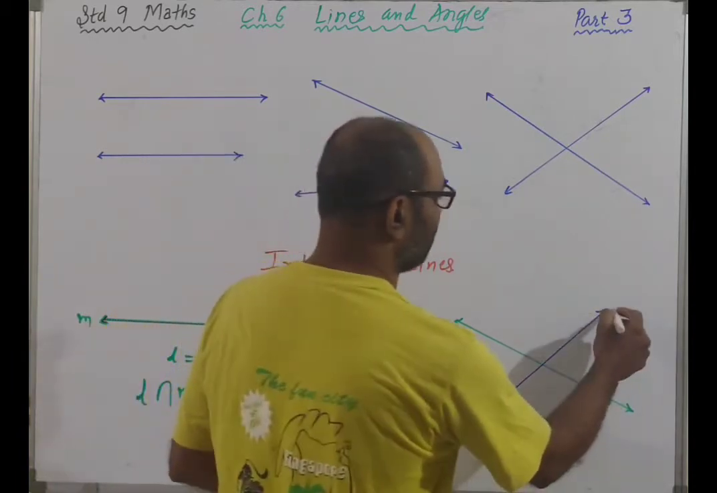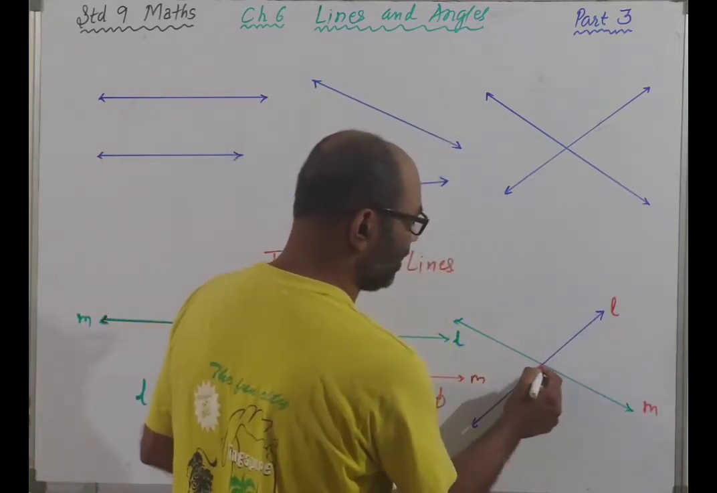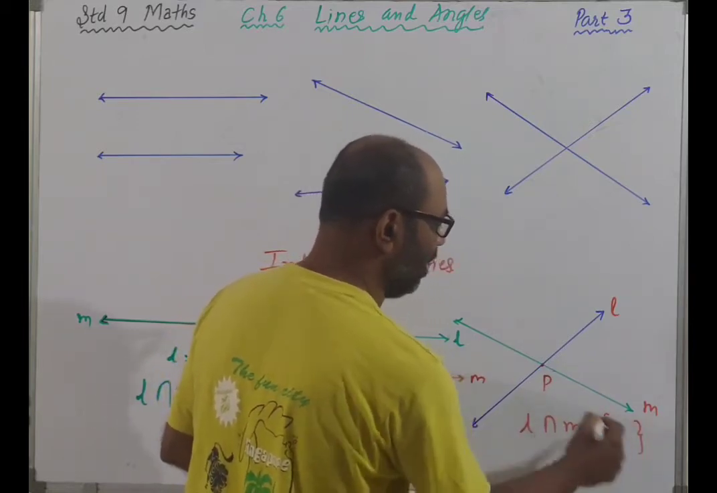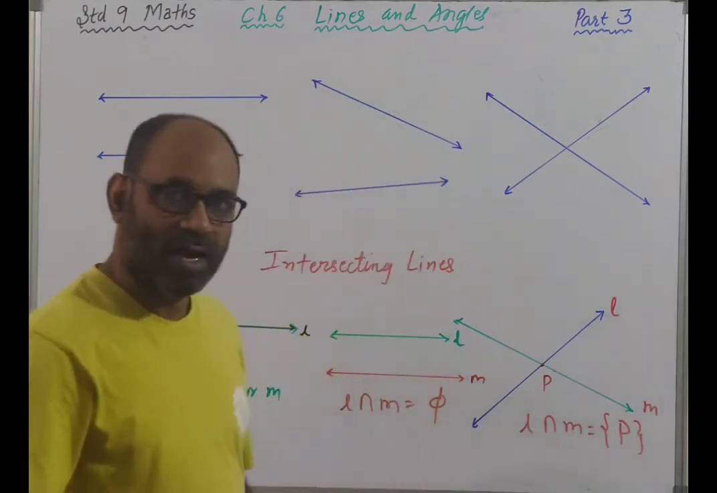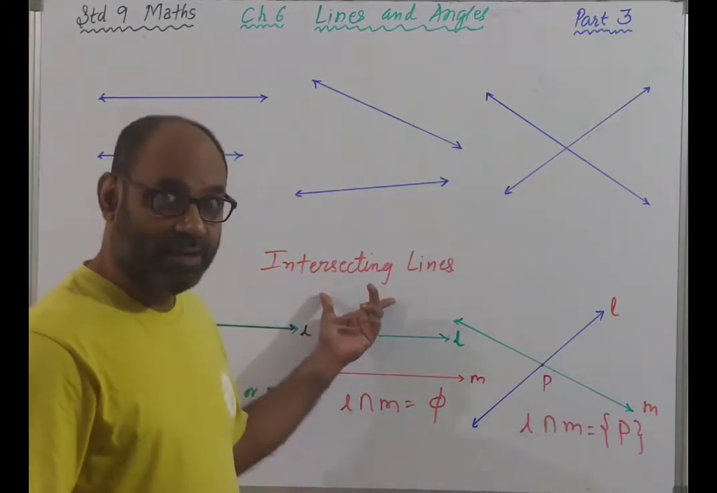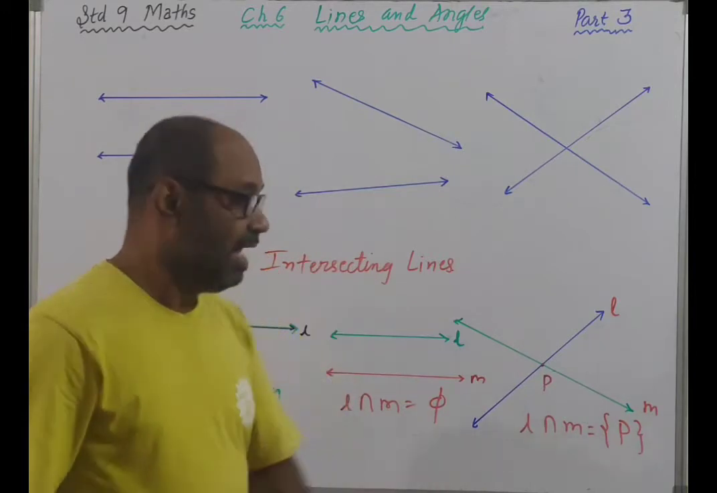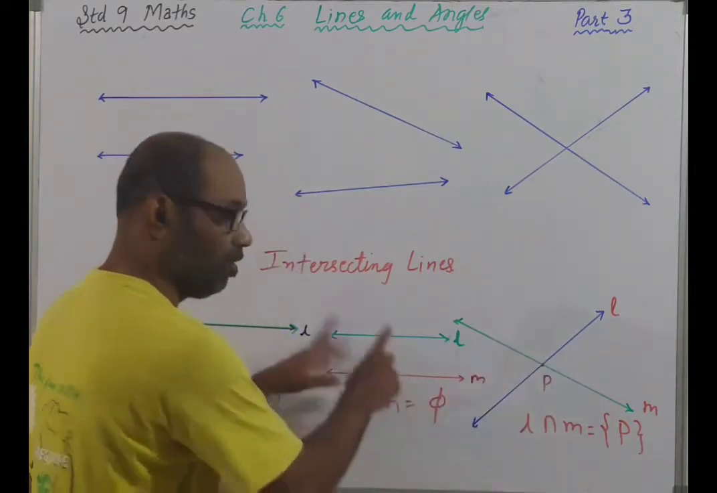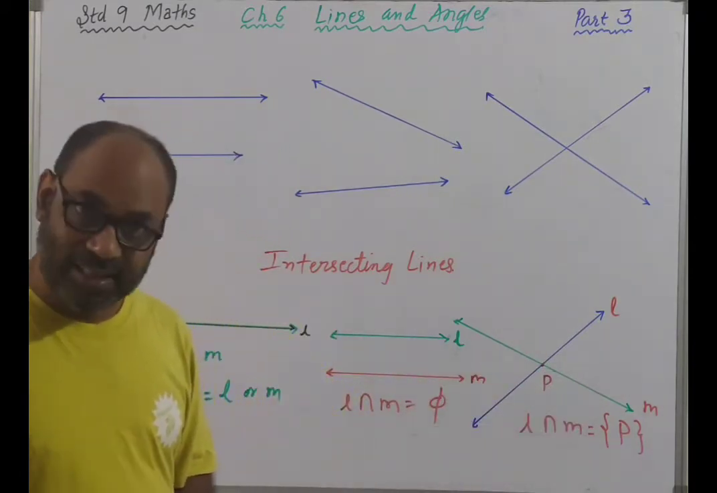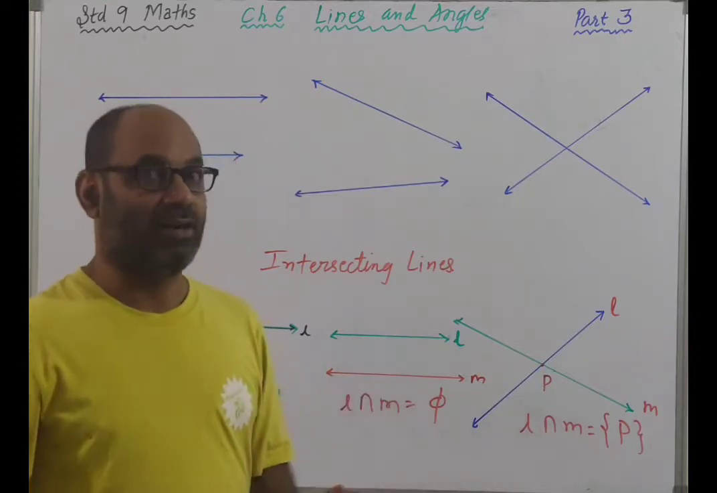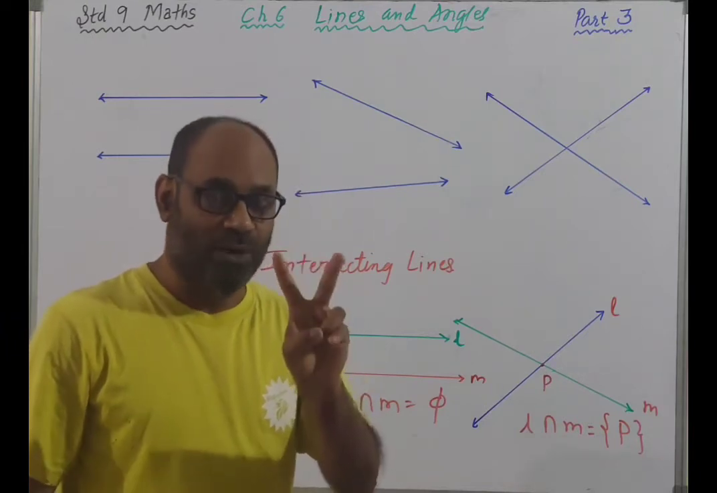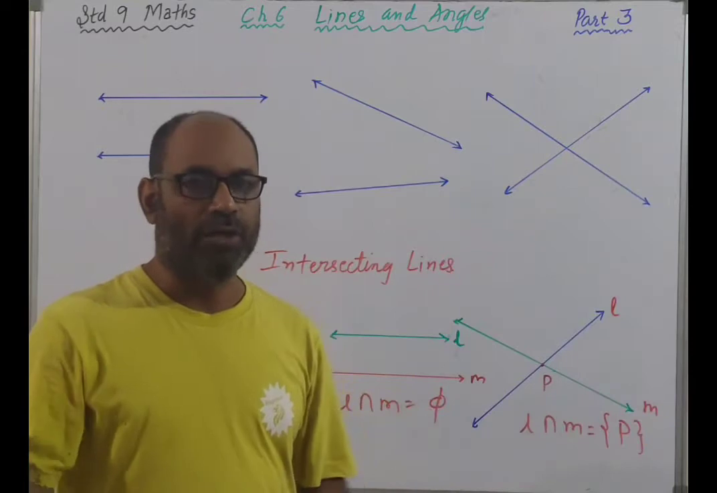And in this case, suppose this is L and this is M. They intersect in one point. So L intersection M is, we'll write in the curly bracket, P. Alright? Did you understand? So, if you are talking about intersecting lines, two lines can either intersect each other or do not intersect each other. In the first and last figure, the two lines are intersecting, and in the middle figure, the lines are not intersecting. So if two lines are given, either they intersect or they do not intersect.